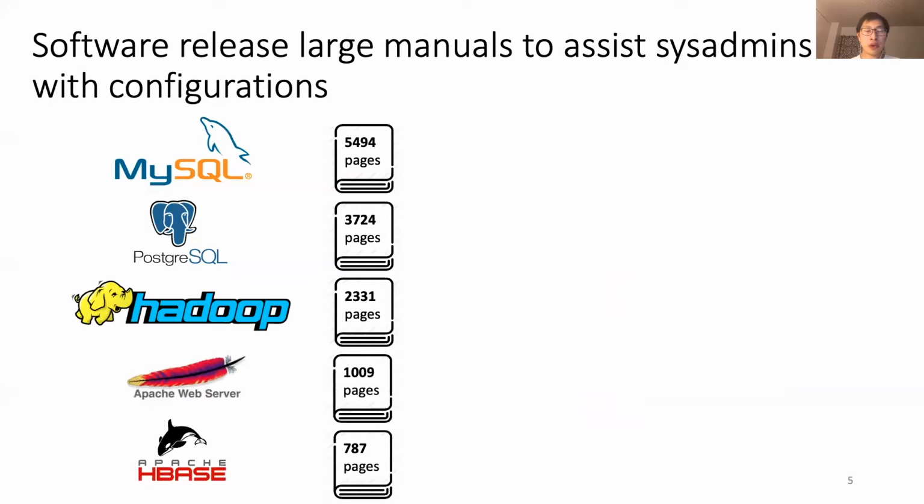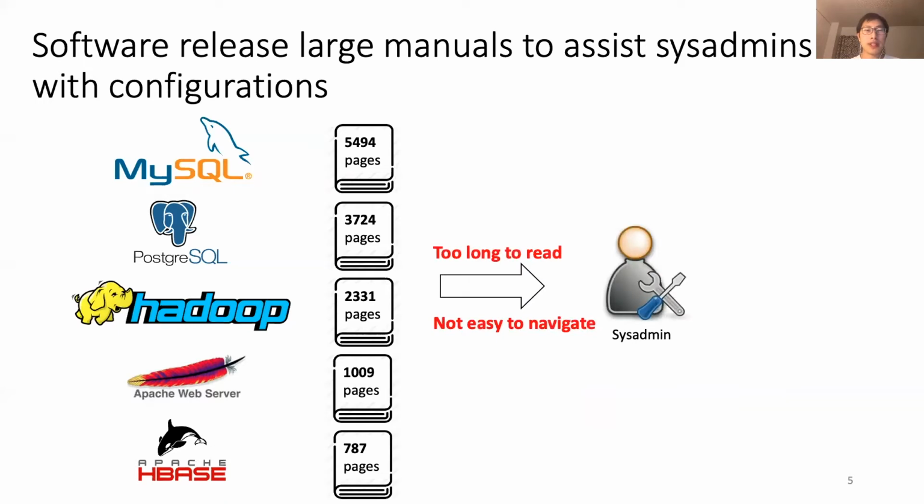To tackle configuration complexity, most software currently releases large manuals to assist sysadmins with configurations. These manuals can have hundreds to thousands of pages. With so many pages, manuals are too long for humans to read. And also, manuals are hard to navigate. They are usually organized by parameters. If you don't know which parameter to change, it's hard to find the related content.